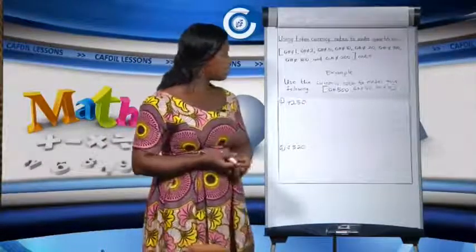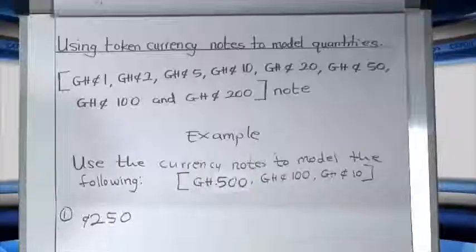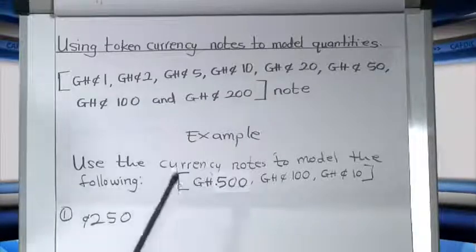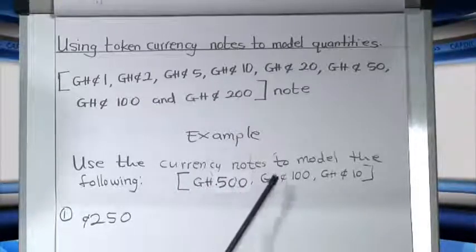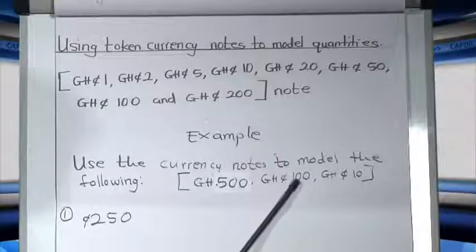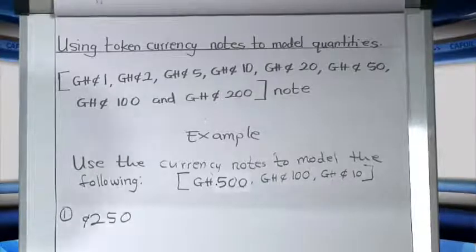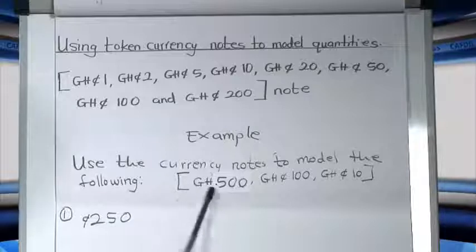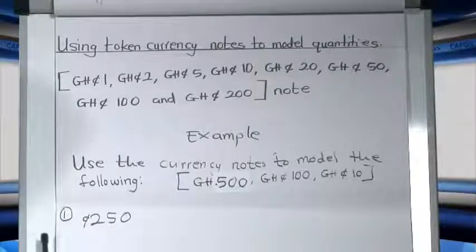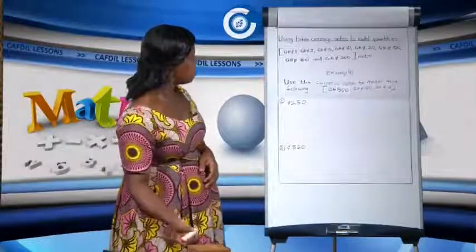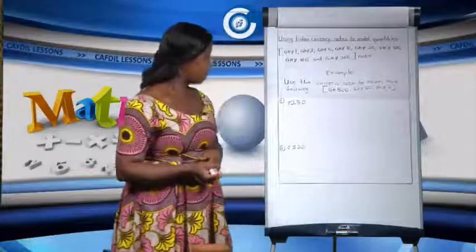Now, let's take an example. Use the currency notes to model the following. And they have given us the notes. 500 Ghana. We have 100 cedis over here, and then 10 cedis over here. And I said we should use these notes to model what they have given us over here. The first one is 250. We are going to use these notes to model this.